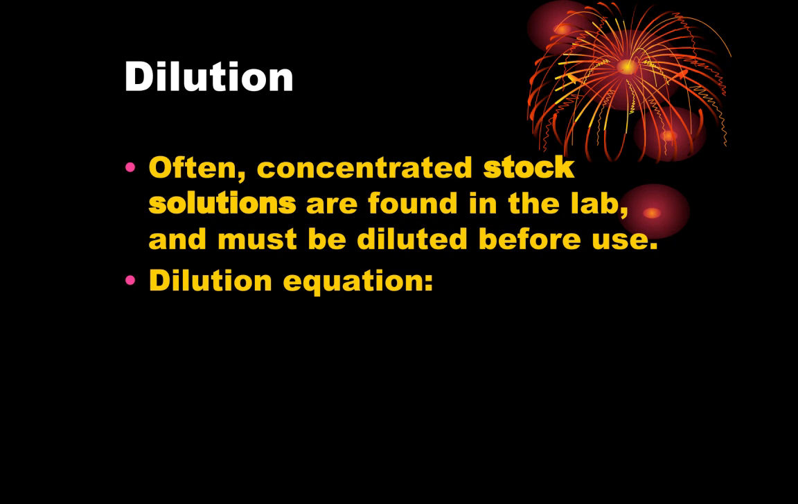So there's a very simple dilution equation that's found on page 3 of your reference tables. It says M1V1 equals M2V2. In other words, if you know the initial molarity and the initial volume, that's going to equal the final molarity times the final volume. And so I'm going to show you a sample problem with that.